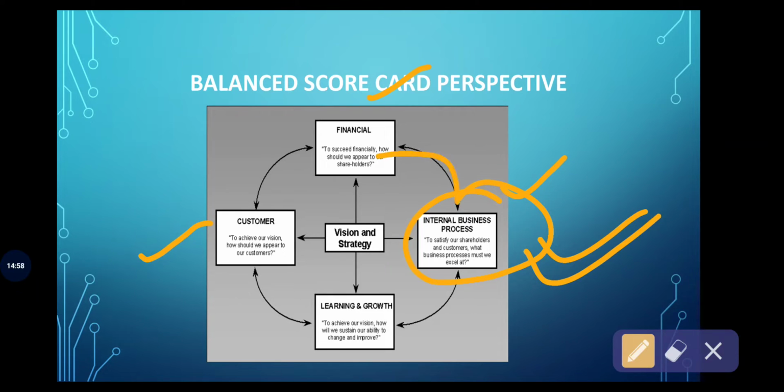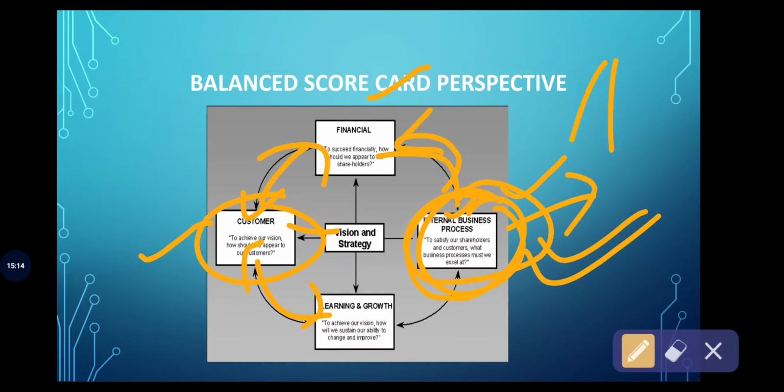So here each and everything is linked with each other. To be financially sound, the customer should be satisfied. If the customer is satisfied, it means the product should be good. If the product is good, we can get high revenue. High revenue means we are financially sound.